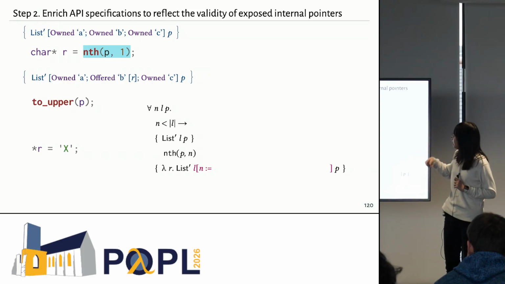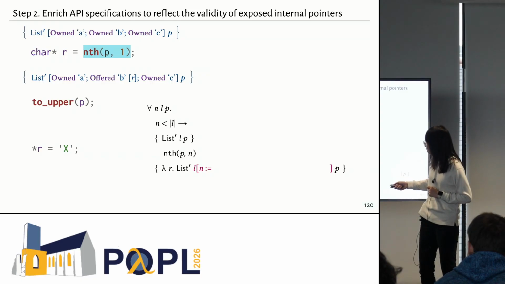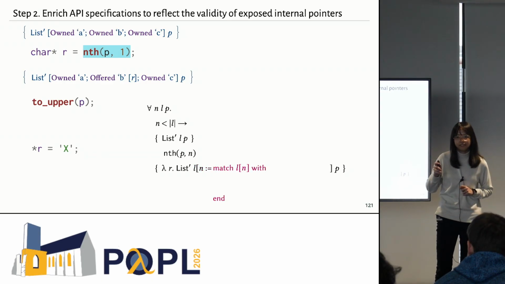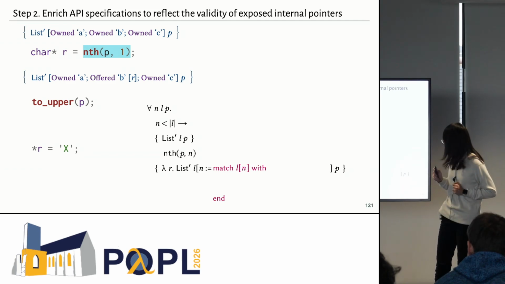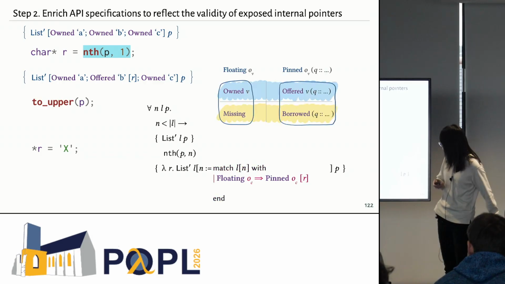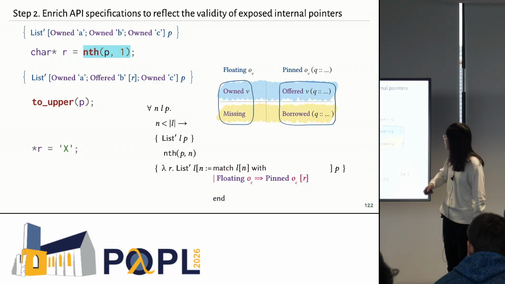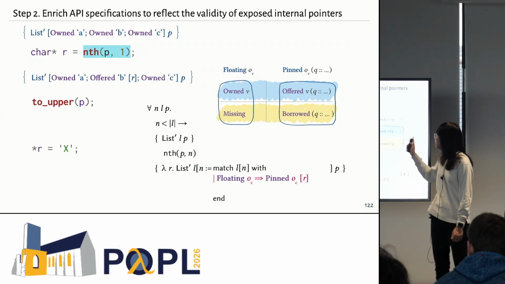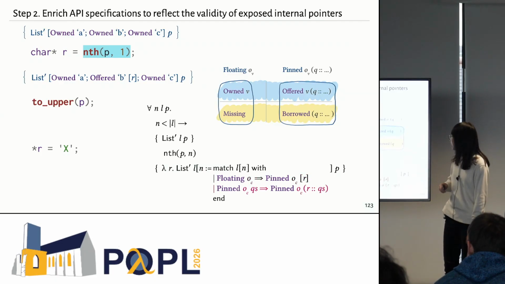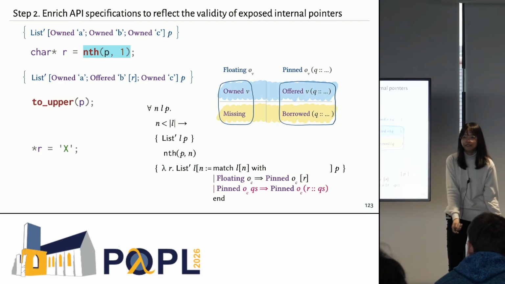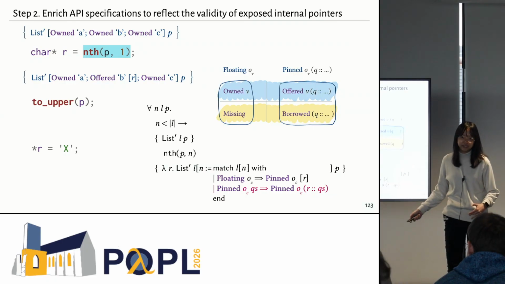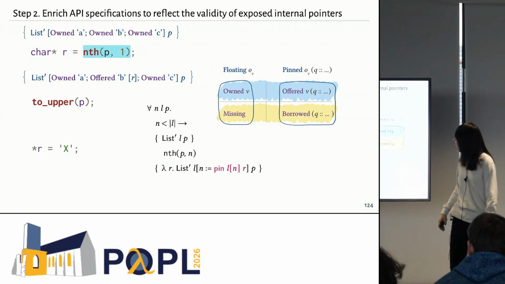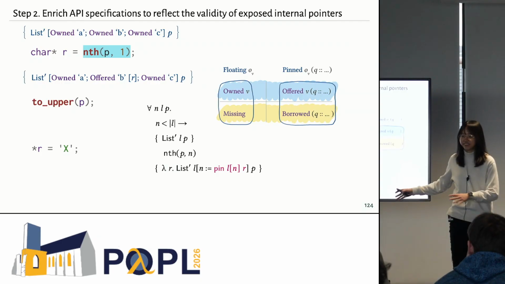And then in the post condition, we are going to update the nth element depending on the original state of the nth element. If it's originally floating, then we are going to pin it down to the location R. So owned will become offered and missing will become borrowed. And otherwise, if it's already pinned, then we are just going to remember one more alias. So the entire pattern matching, we can encapsulate it in the function called pin nth at location R.